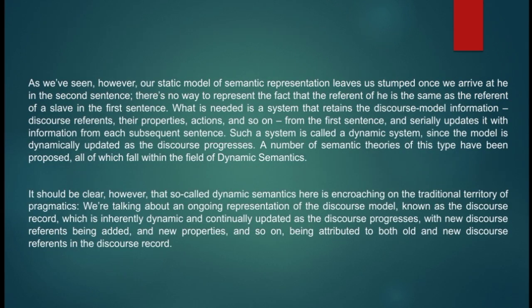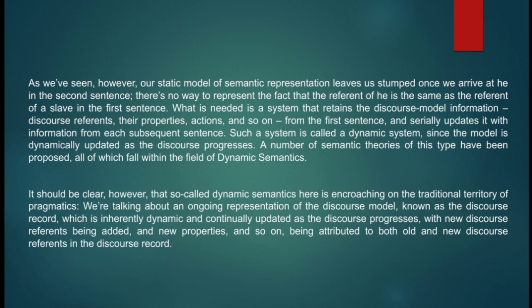As we've seen, however, a static model of semantic representation leaves us stumped once we arrive at the second sentence. There is no way to represent the fact that the referent of "he" is the same as the referent of "a slave" in the first sentence. What is needed is a system that retains the discourse model information, discourse referents, their properties, actions, and so on from the first sentence and serially updates it with information from each subsequent sentence. Such a system is called a dynamic system, since the model is dynamically updated as the discourse progresses.